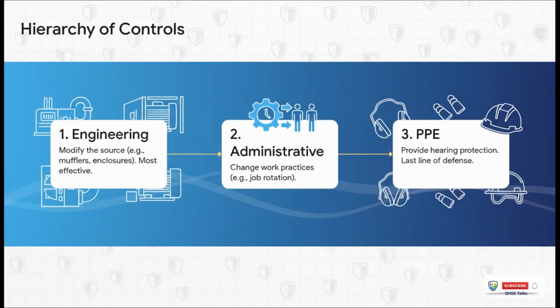You've seen this before and you'll see it again. The hierarchy of controls is fundamental to safety, and for noise, it's super straightforward. The best thing you can possibly do is an engineering control. Fix the noisy machine. Put an enclosure on it, put a muffler on it. If you can't do that, you try administrative controls, like moving people around. And way down at the bottom, your last resort is PPE. Always aim for the top of the pyramid.